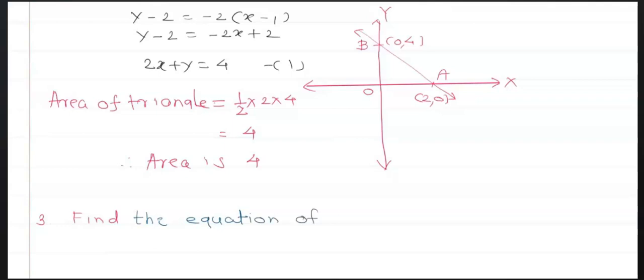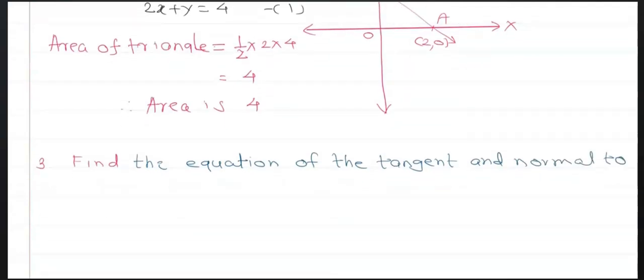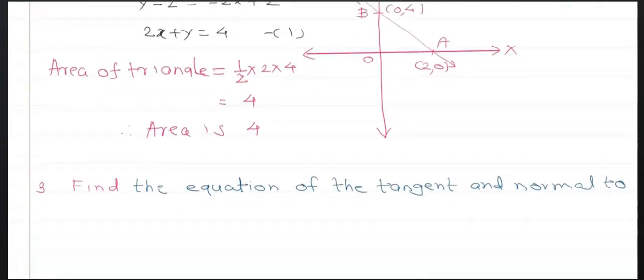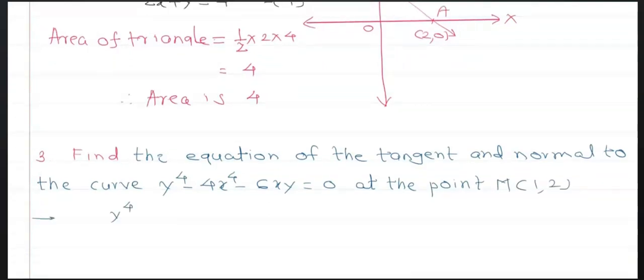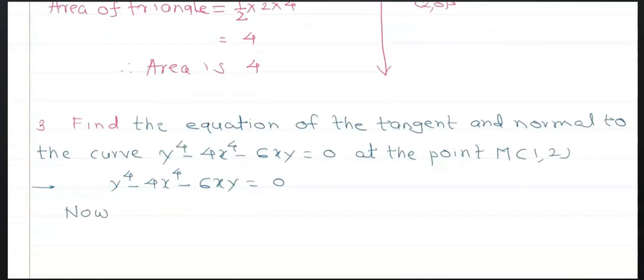Find the equation of the tangent and normal to the curve y raised to 4 minus 4x raised to 4 minus 6xy is equal to 0 at the point (1, 2). Now, y raised to 4 minus 4x raised to 4 minus 6xy is equal to 0.